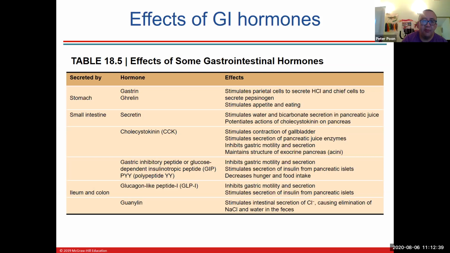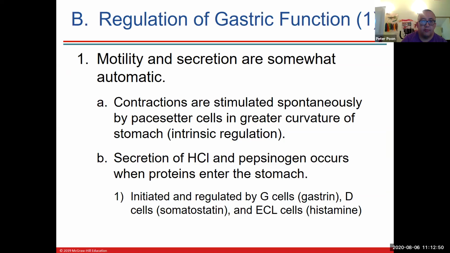So here are the enzymes that are involved. Acid and pepsinogen release occurs when proteins enter the stomach, and that's for digesting proteins.